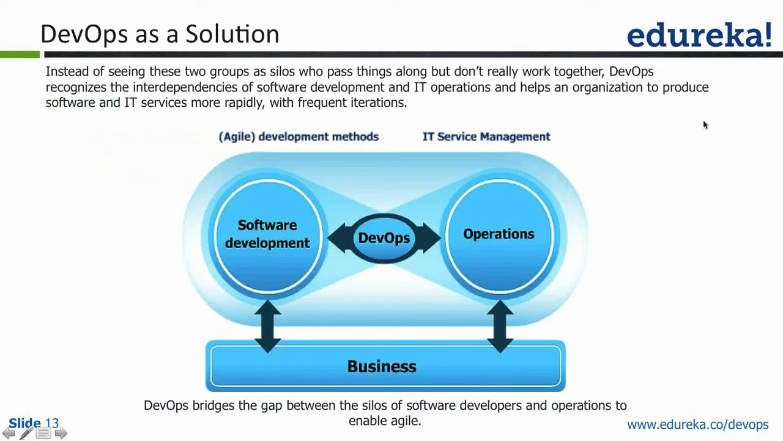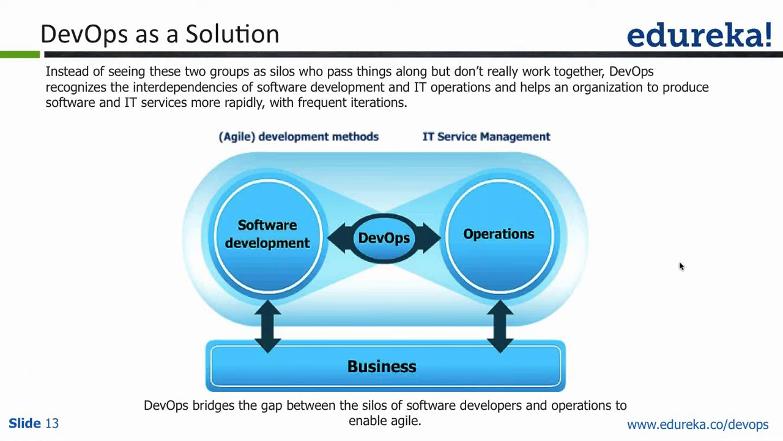Let's talk about this one. So, DevOps as a solution. We talked about all the problems so far that we may have if we do not have a DevOps mindset. So what is the solution? The solution is that we need to have these three critical teams work together on a business goal, right?